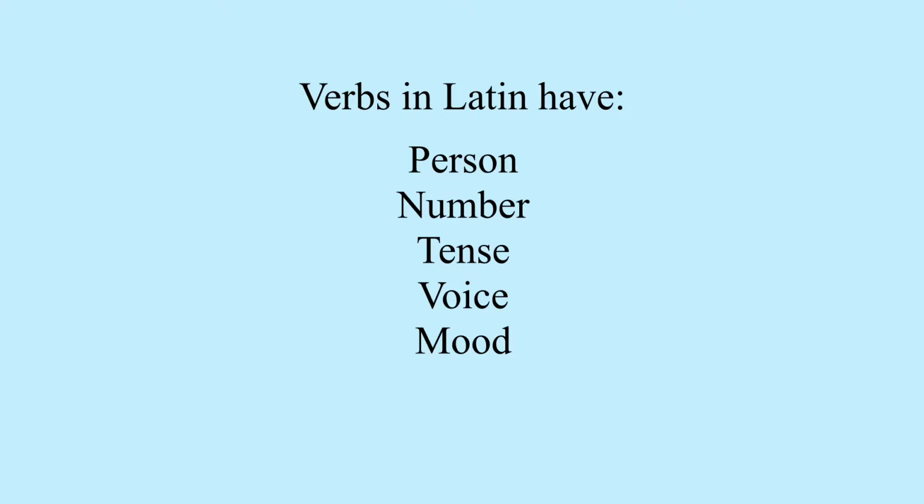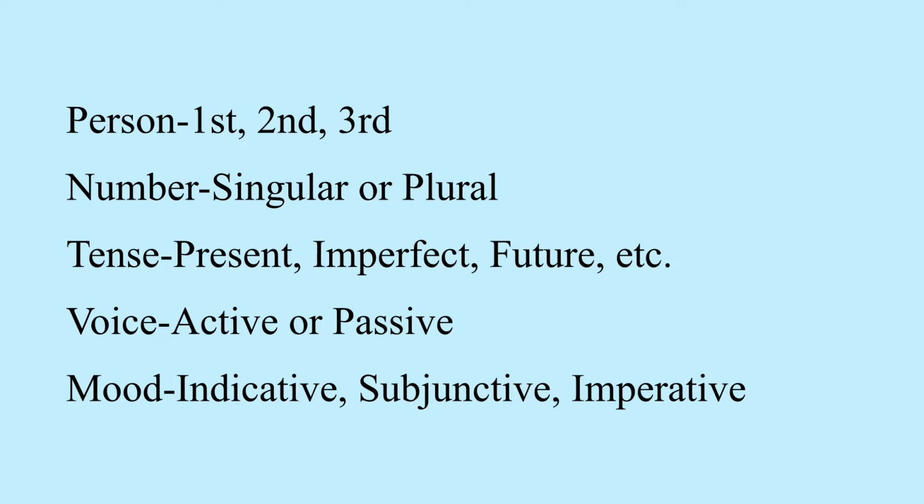As we already saw with our verb to be previously, all verbs in Latin have person, number, tense, voice, and mood. Person is the verb first, second, or third. First person, I, we. Second person, you, y'all. Third person, he, she, it, they. Number, singular or plural, right? So is it I or we, you or y'all, he, she, it, or they?